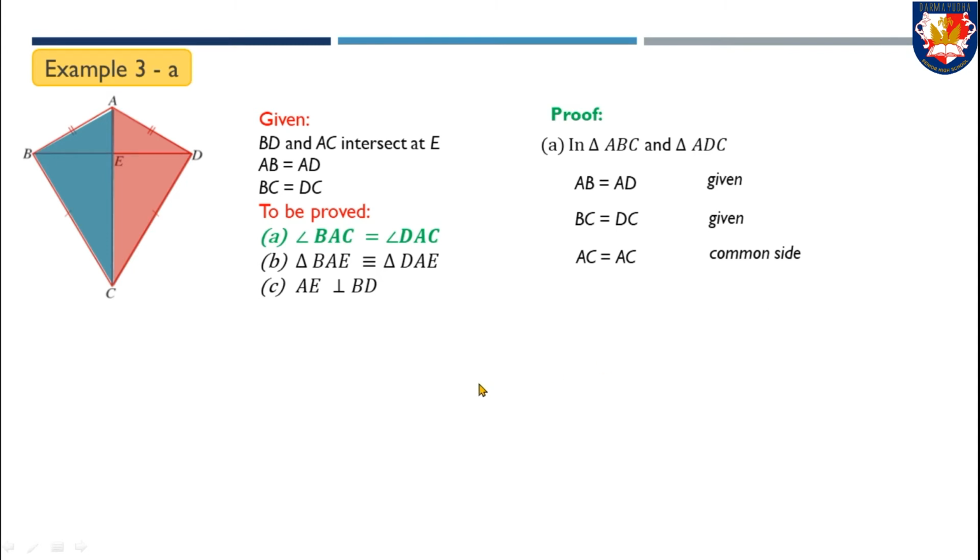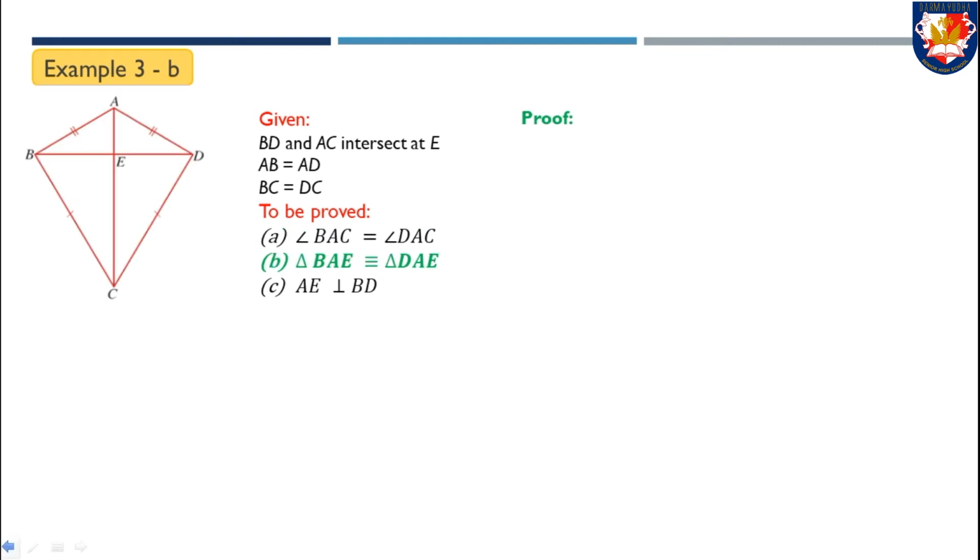So we have a conclusion. Those triangles are congruent because three corresponding sides are equal, or what we call triple S. The other conclusion: as those triangles are congruent, the corresponding angles inside the triangles will be all equal. Angle BAC equals angle DAC. This completes our proof for part A.